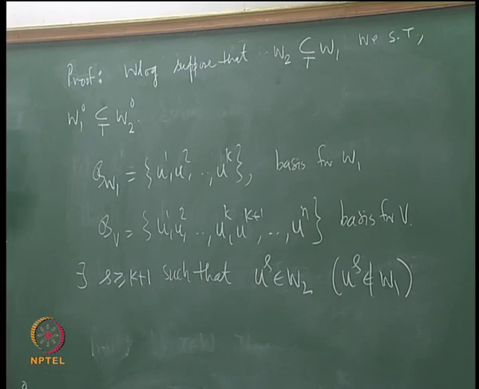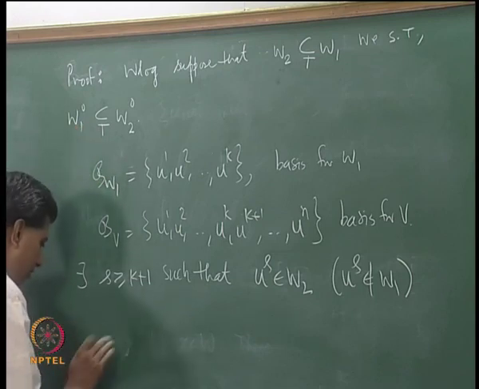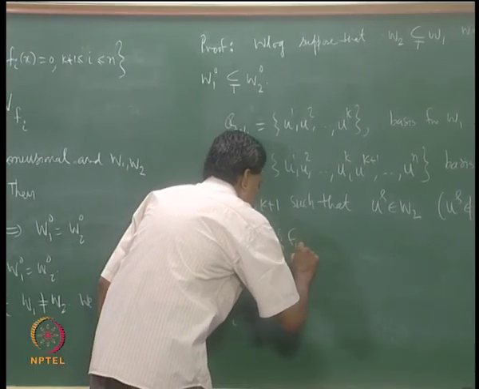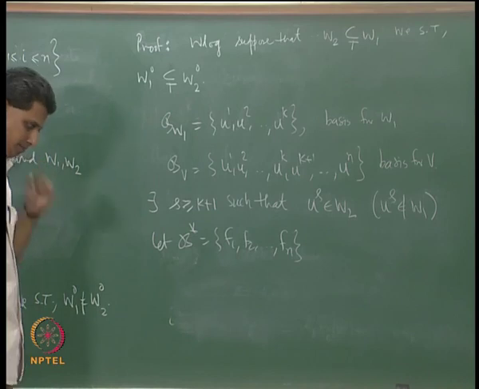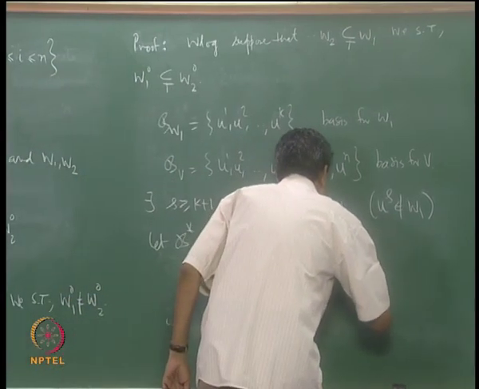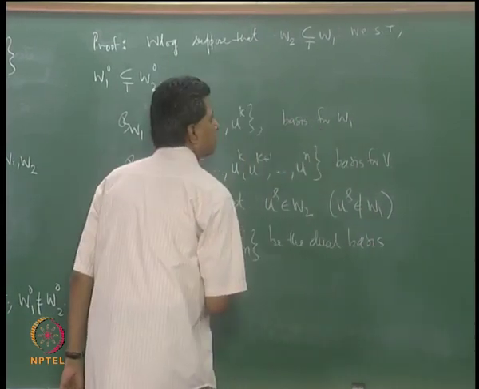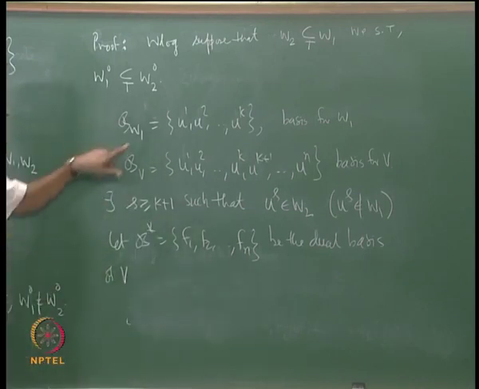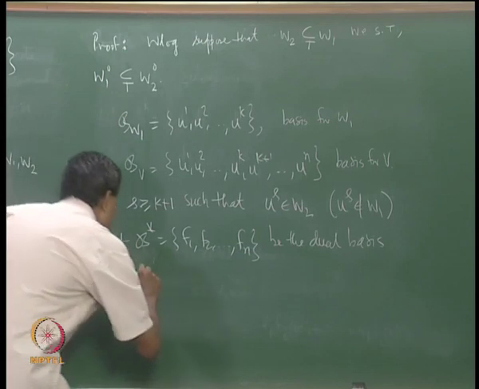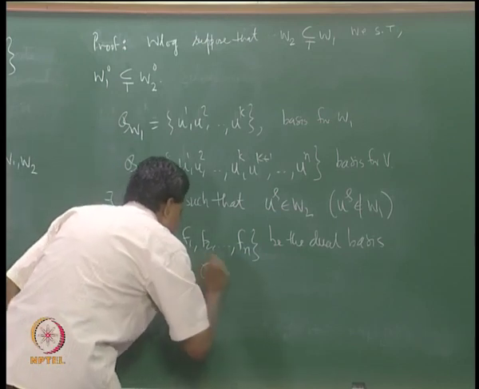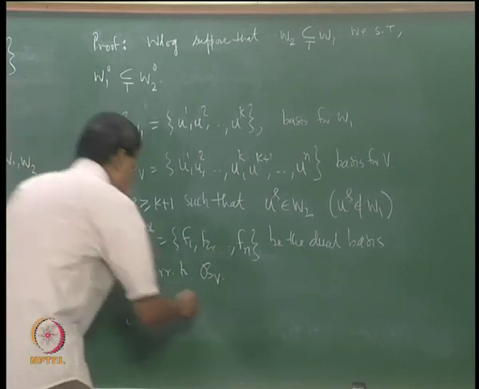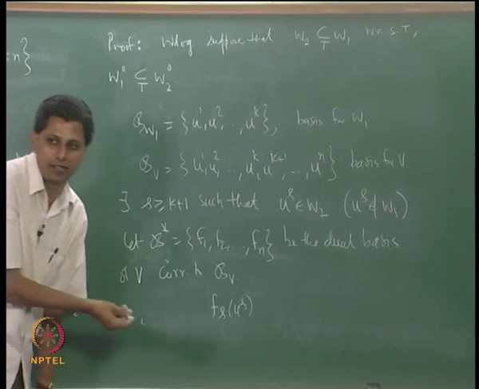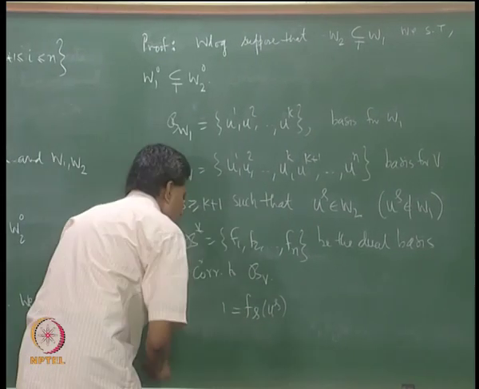Okay. Now look at the functional FS. That will do what we require here. Look at the functional FS. I have now constructed a dual basis. Let B star equals F1, F2, etc., be the dual basis of V corresponding to the basis BV. Then as before, Fi of uj equals delta ij. I am just calling your attention to Fs. Fs of us we know by definition must be equal to 1. Okay, and that is not 0.